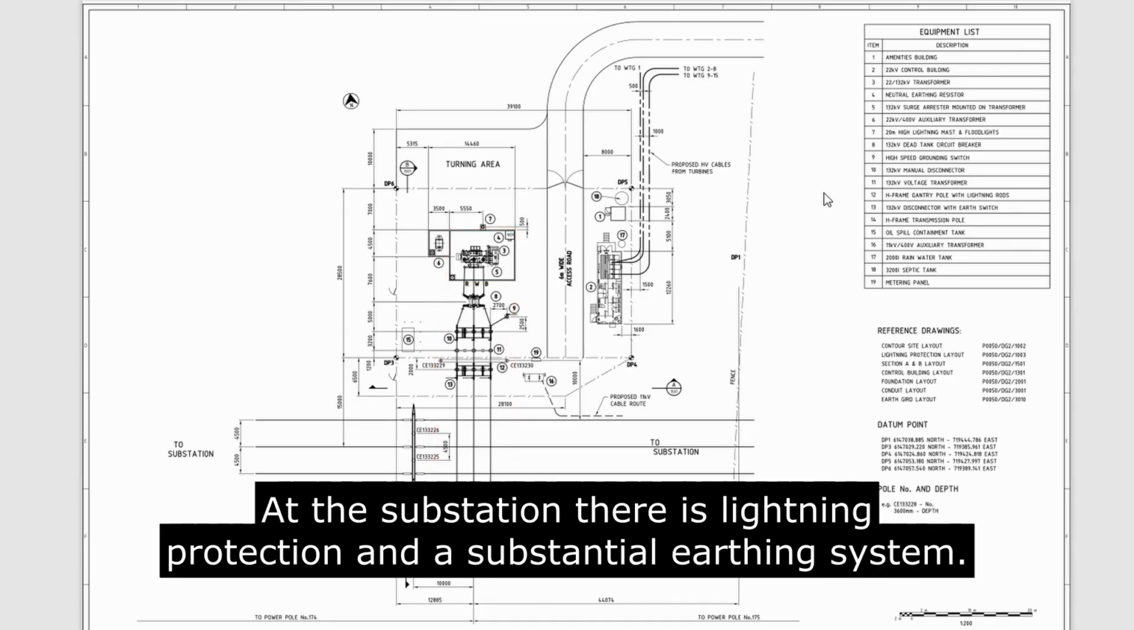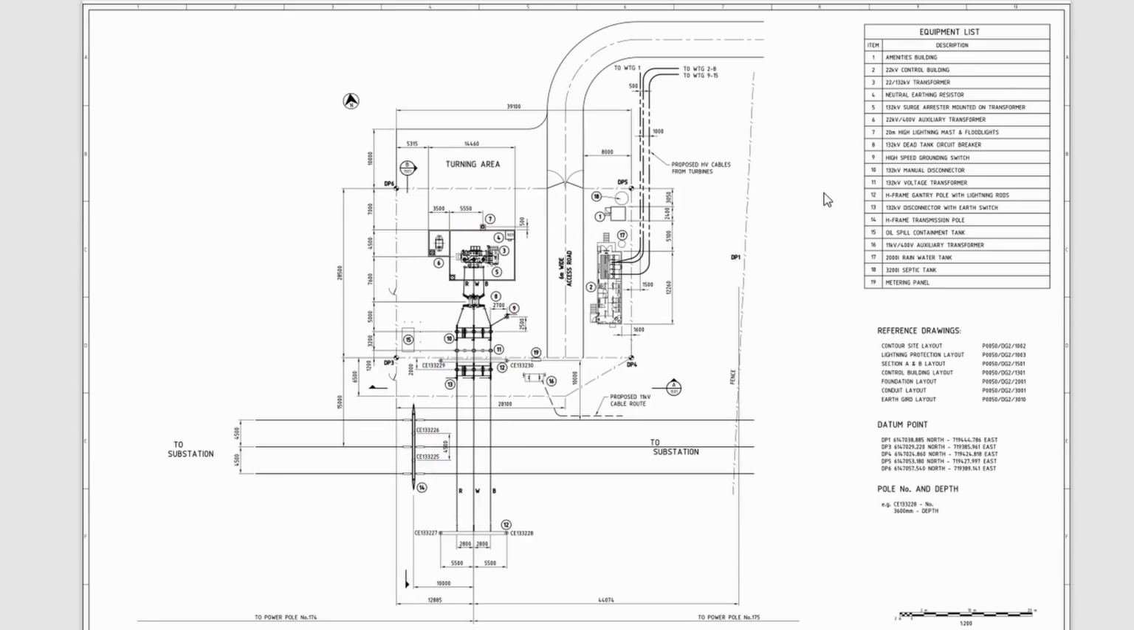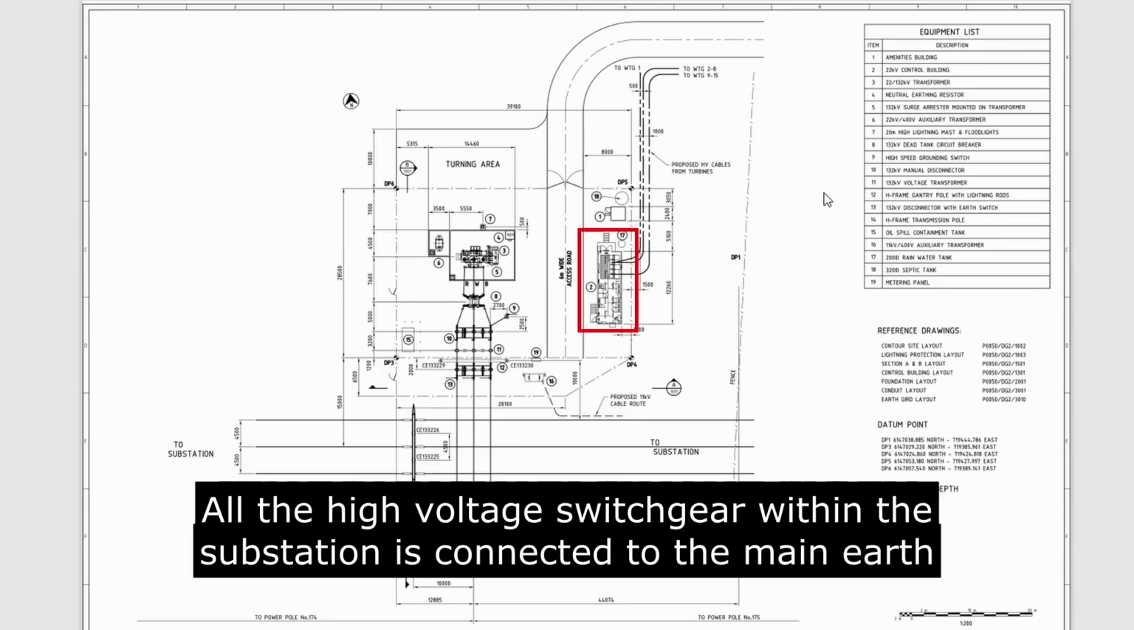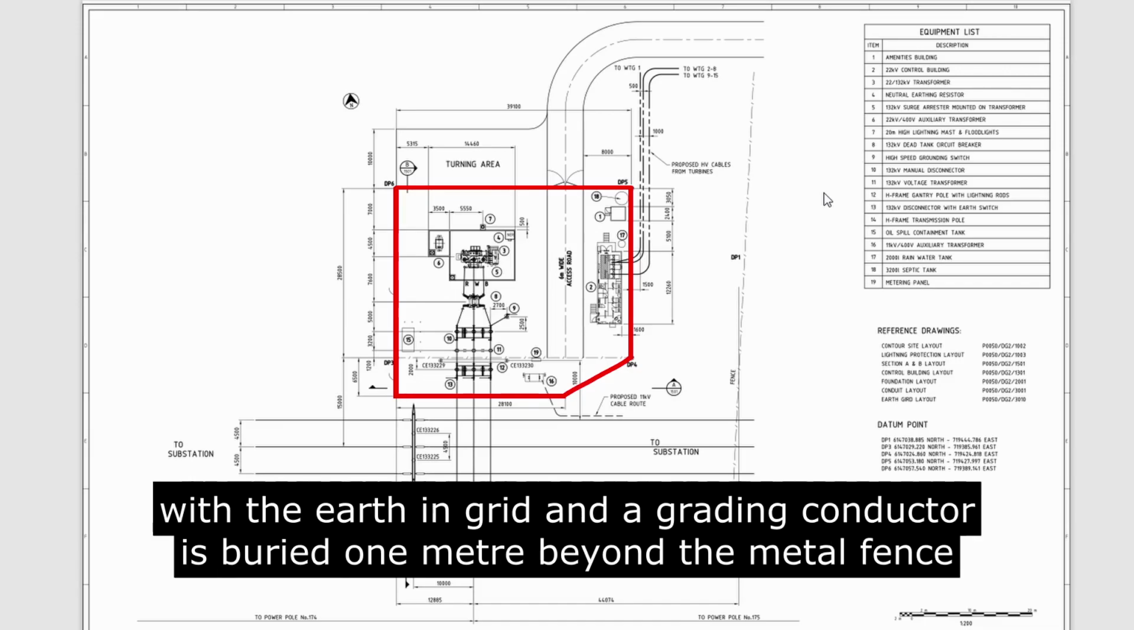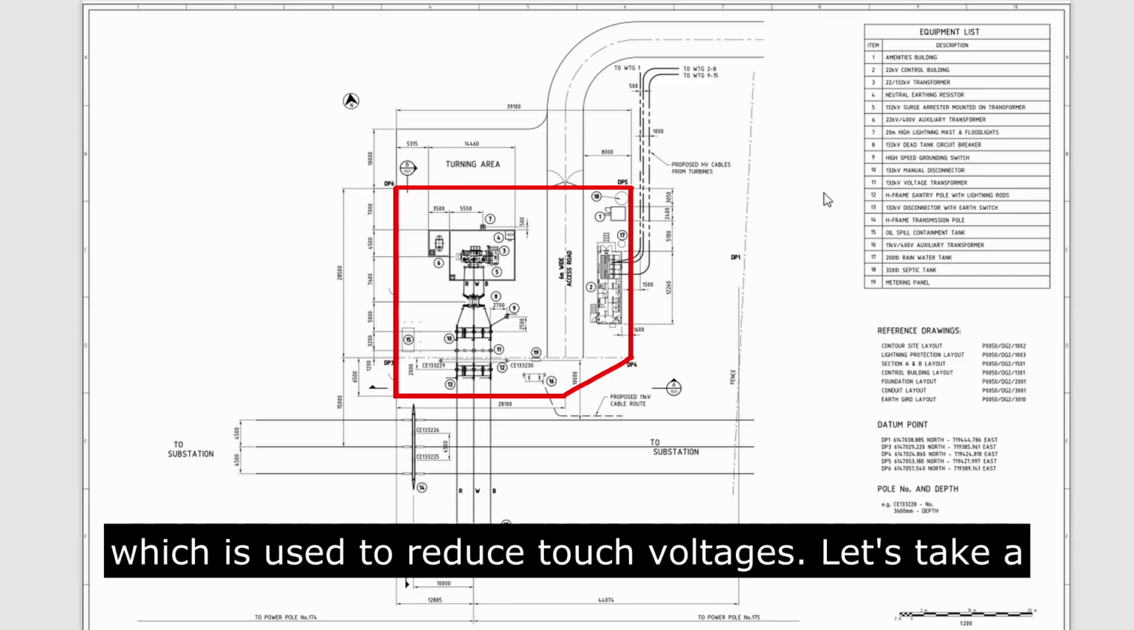At the substation, there is a lightning protection and a substantial earthing system. All the high voltage switchgear within the substation is connected to the main earth grid. The metal fence which surrounds the substation is bonded with the earthing grid, and a grading conductor is buried 1 meter beyond the metal fence, which is used to reduce touch voltages.